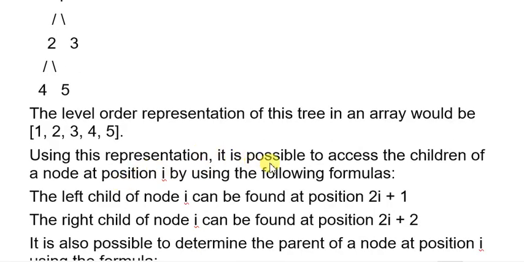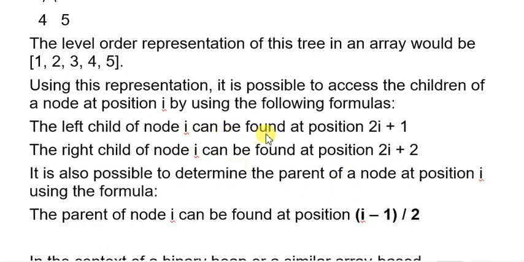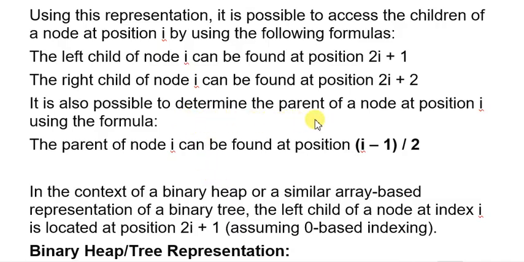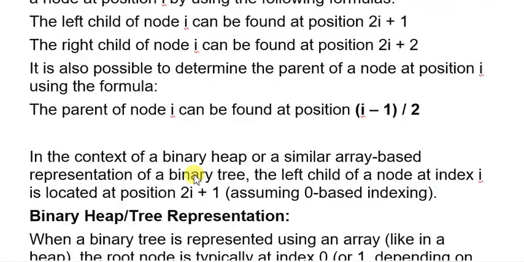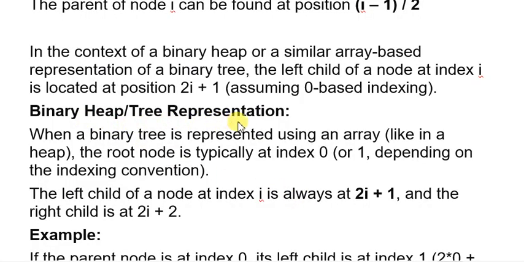Using this representation, it is possible to access the children of the node at position i by using the following formulas. The left child of node i can be found at position 2i + 1. The right child of node i can be found at position 2i + 2. It is also possible to determine the parent of the node at position i: the parent can be found at position (i - 1) / 2. In the context of a binary heap or a similar array-based representation of a binary tree, the left child of the node at index i is located at position 2i + 1, assuming 0-based indexing.